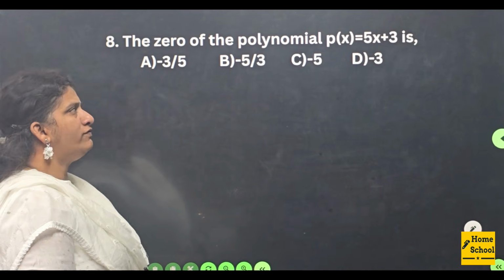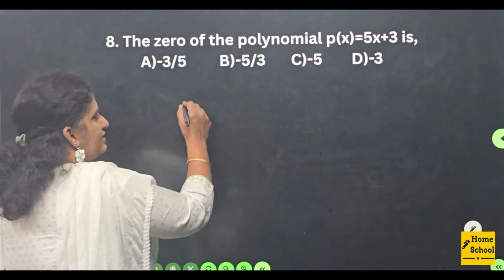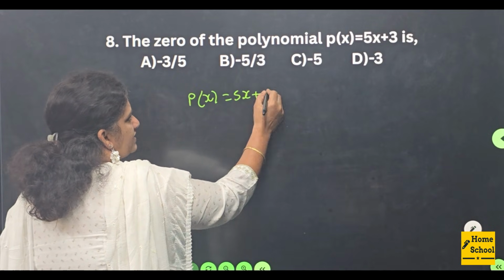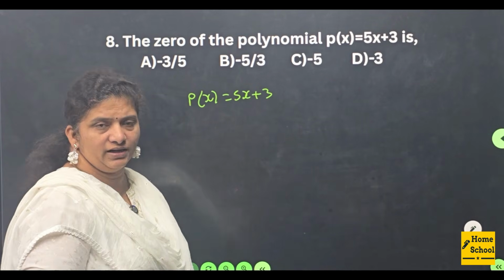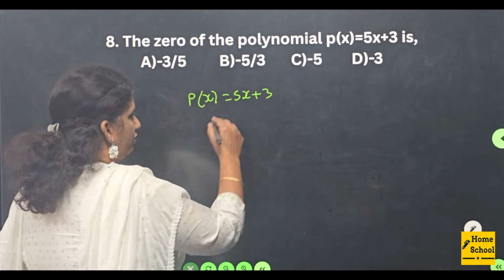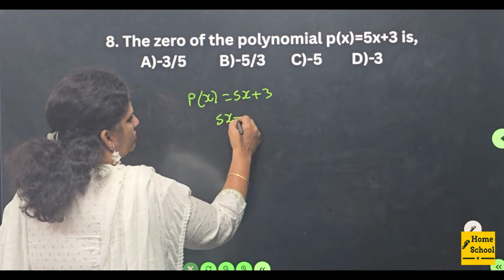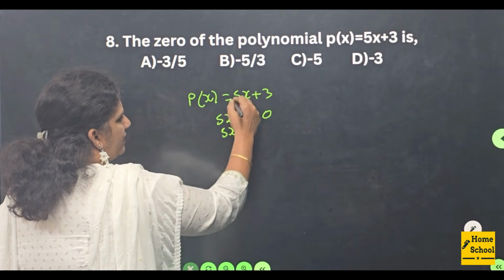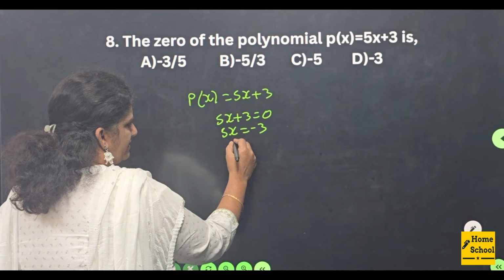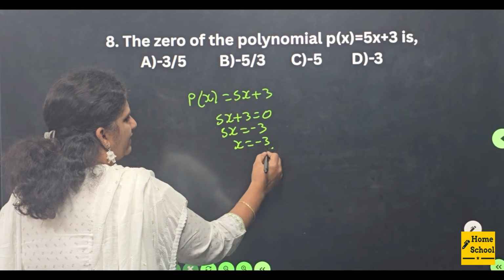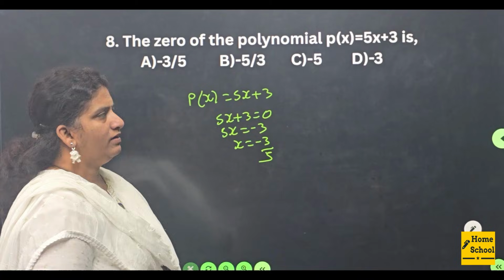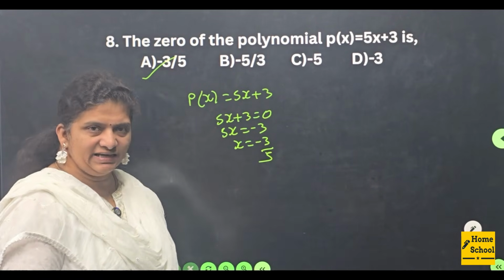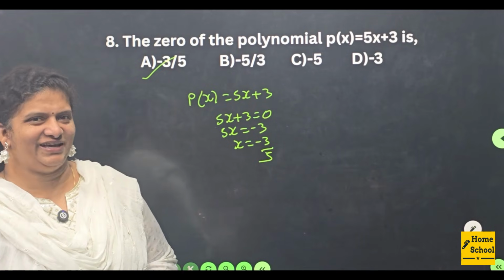8. The zero of the polynomial P(x) = 5x + 3 is. In order to get the zero of a polynomial, equate this to 0. 5x + 3 = 0, 5x = minus 3. X = minus 3 by 5. Where is your answer? Option A. With this, we complete our first main.